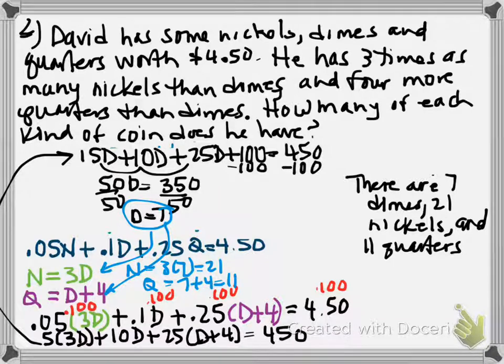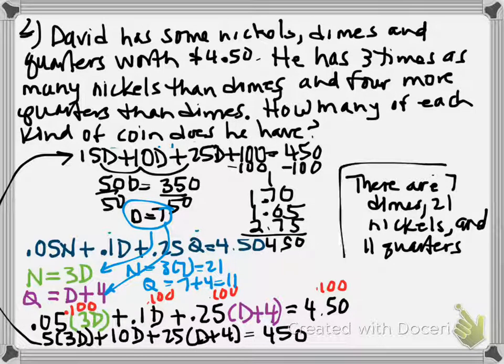And you can always check this. 7 dimes equals 70 cents, and 21 nickels is $1.05, and 11 quarters is going to give me $2.75. So when I add, I get the 450. So here we go.